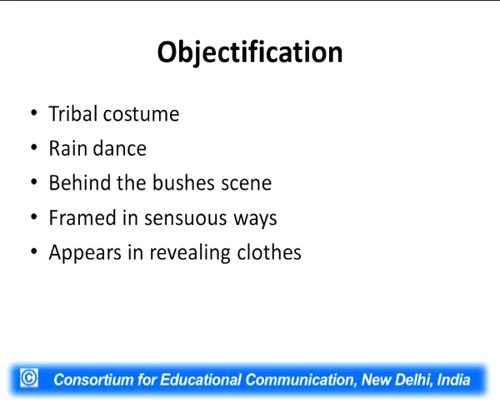Then the question of rain dances, as you can find in many films, that how the saris will cling to the bodies of the heroines. So, this is how women will be objectified. And then you have the behind the bushes scene, where only bushes are shown. So, this is how women are being objectified, and how they are also framed in sensuous ways, and at the same time shown in revealing clothes. So, these are some of the tactics by which women are being objectified.